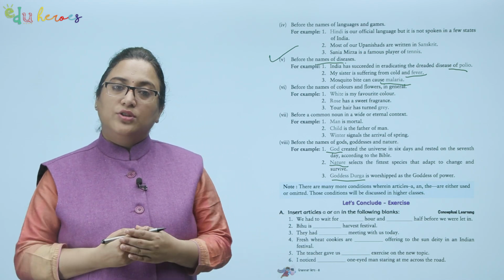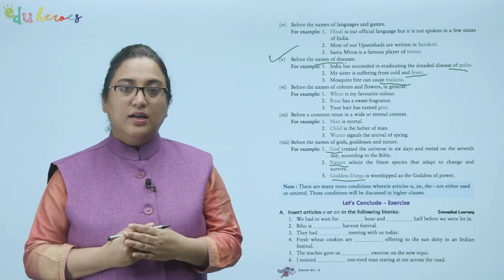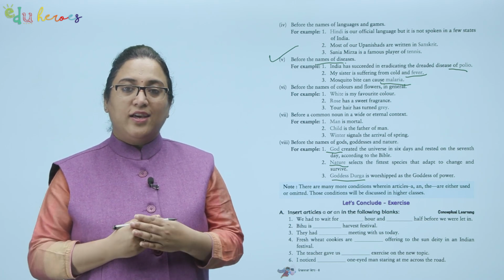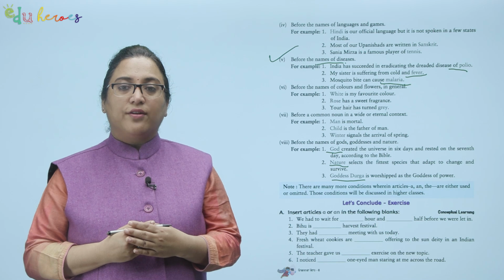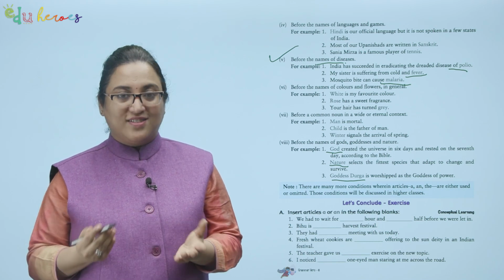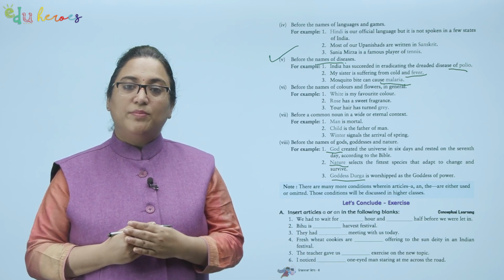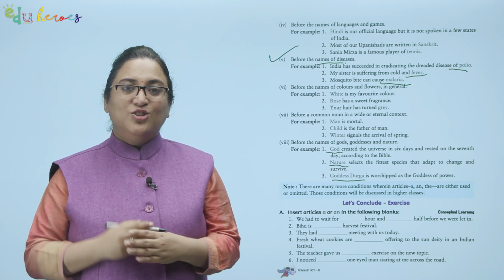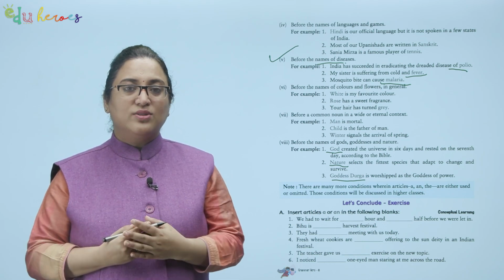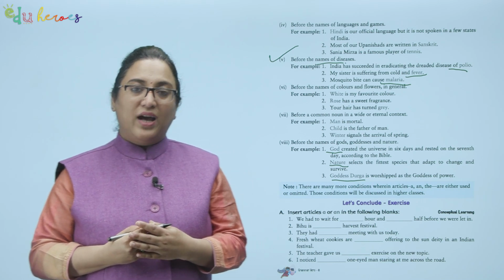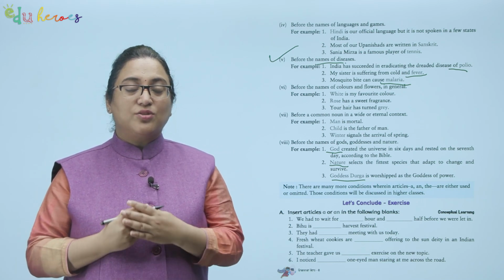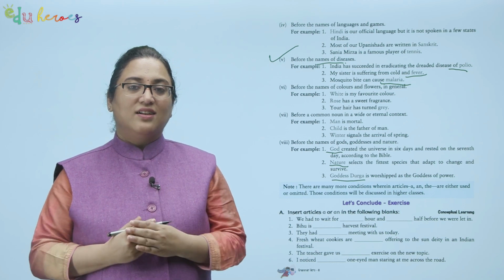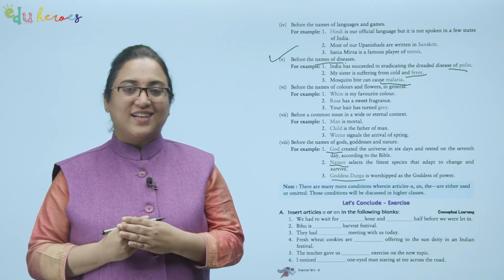Let's note down one very important point, that there are many more conditions wherein articles a and the are either used or omitted. Those conditions will be discussed in higher grades. For now, do revise all these rules, these conditions, apply them and try to write grammatically correct sentences. For this, you must attempt the practice exercises in your book.